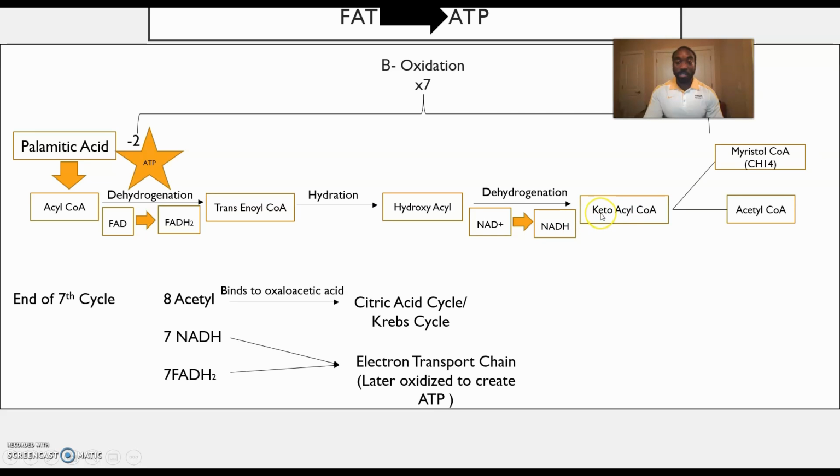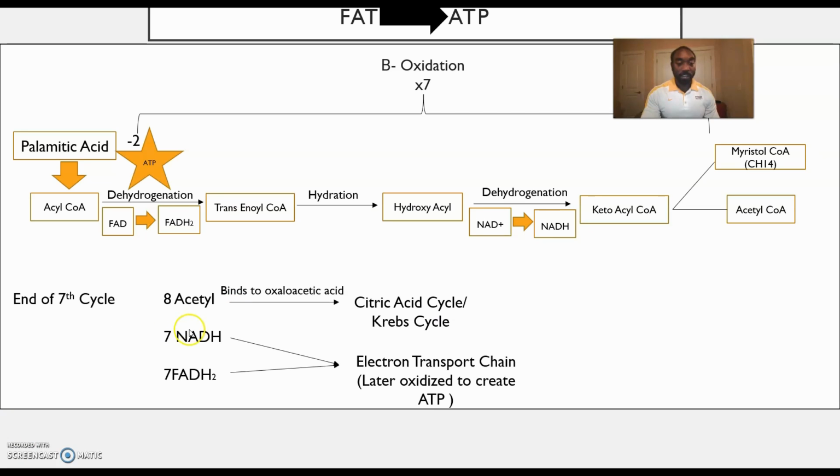Next, this gives us ketoacyl CoA, which splits off into 2 separate products, myristoyl CoA, or C14, and acetyl CoA. At the conclusion of the 7th cycle, we're left with 3 products: 8 acetyl CoA, 7 NADH, and 7 FADH2. 8 acetyl CoA then binds to 8 oxaloacetic acid, which is then used for the citric acid cycle, or the Krebs cycle.